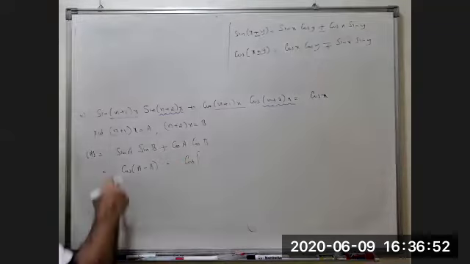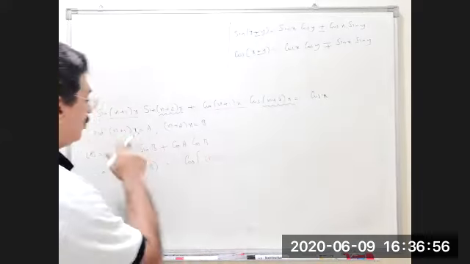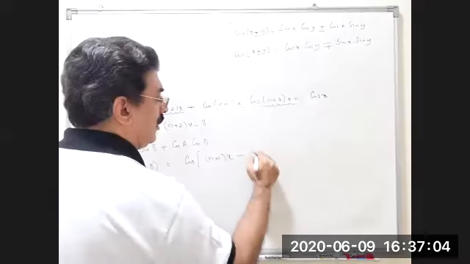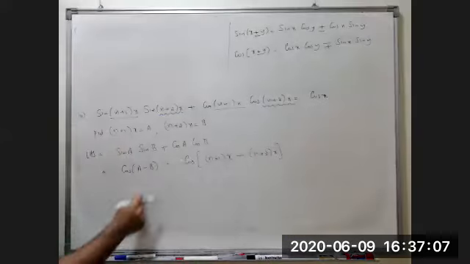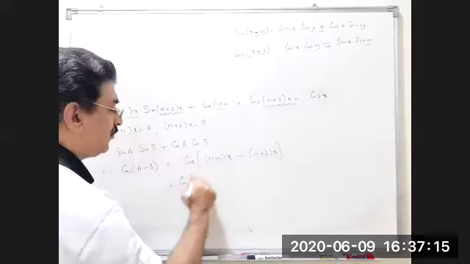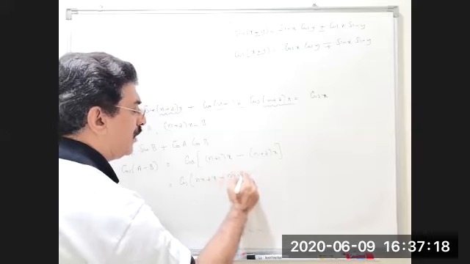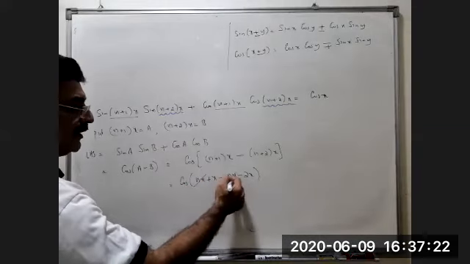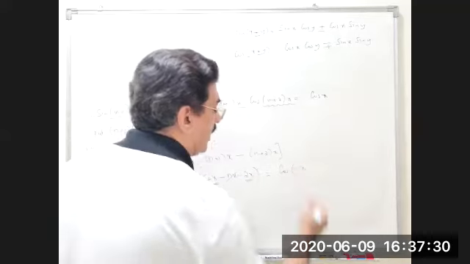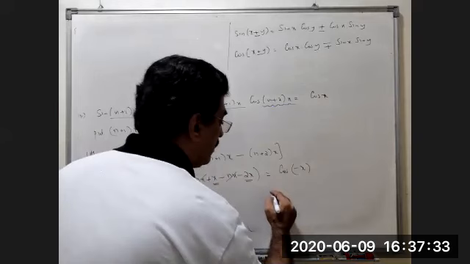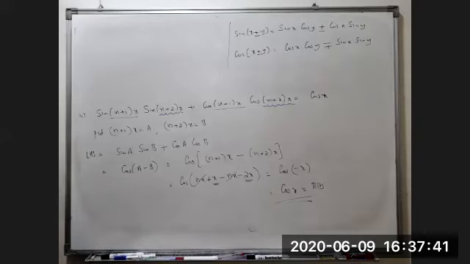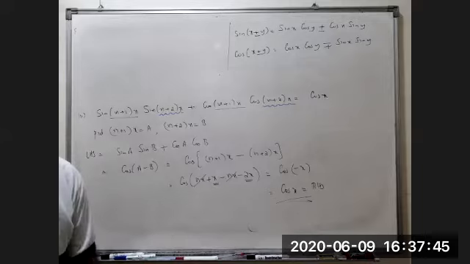Now replace A and B. Cos of n plus 1 into x minus n plus 2 into x. Cos of (nx plus x minus nx minus 2x). The nx cancel. Cos of x minus 2x is cos of minus x. But we know that cos minus x is the same as cos x. Completed.